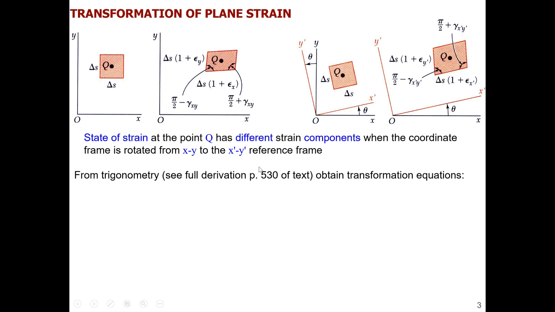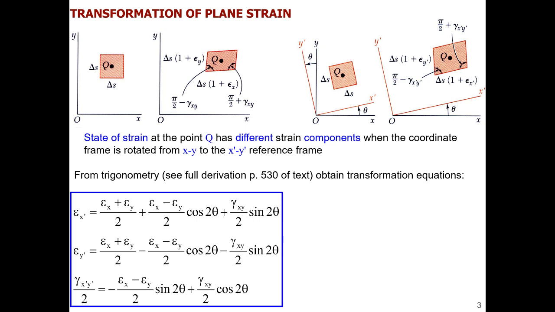But at the end, if we do all of that, what we obtain is the following system of equations that transforms our given state of strain in epsilon x, epsilon y, gamma xy into the rotated system here, right? So this is the normal strain in our new coordinate system, epsilon x prime, here is epsilon y prime, and here is the shearing component x prime, y prime.